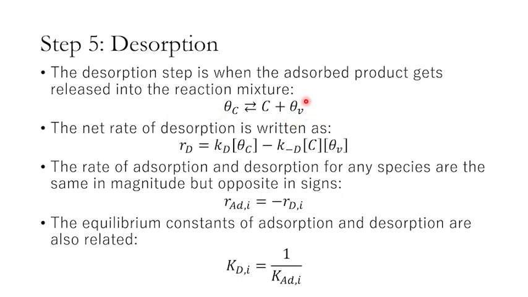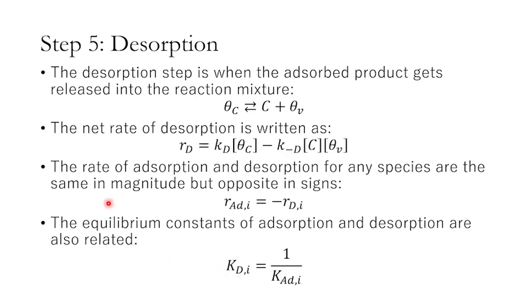For this reversible reaction, again, we can write the net rate of desorption as small kd, or the specific reaction rate for the desorption, multiplied by the concentration of the active site containing C, minus the specific reaction rate for the reverse of the desorption, which is adsorption, multiplied by the concentration of the free molecules of C, times the concentration of the vacant active sites. At this point, you can also introduce the equilibrium constant for desorption, that is capital K sub D, just as what we did on the adsorption step.